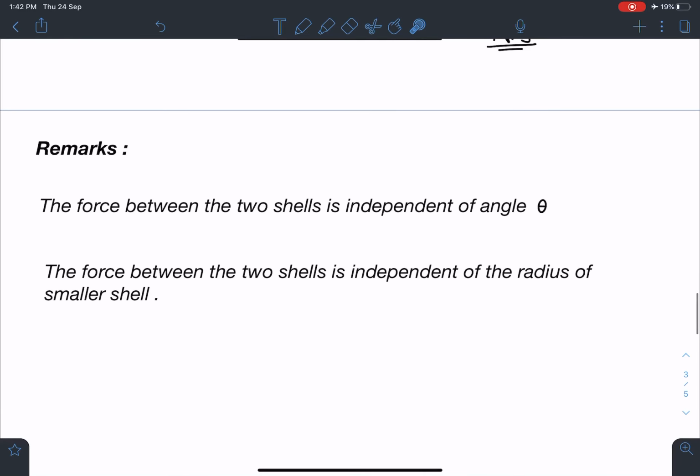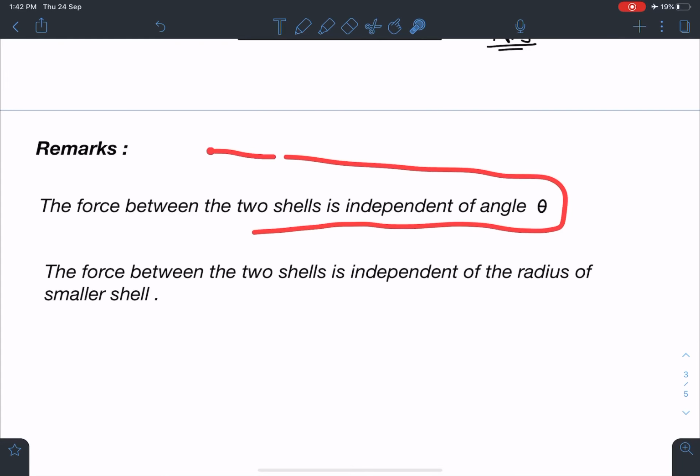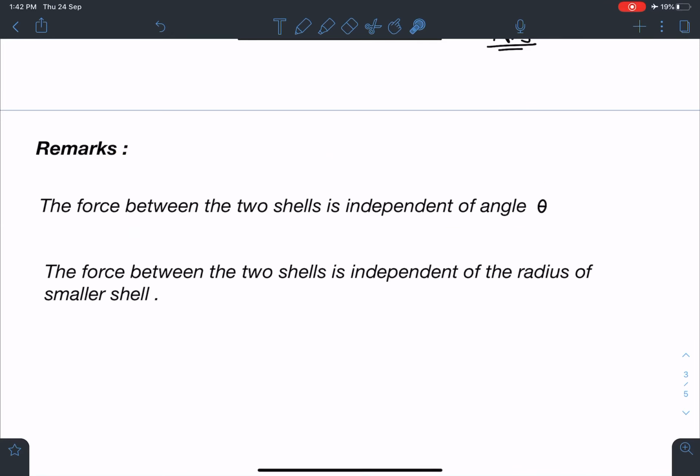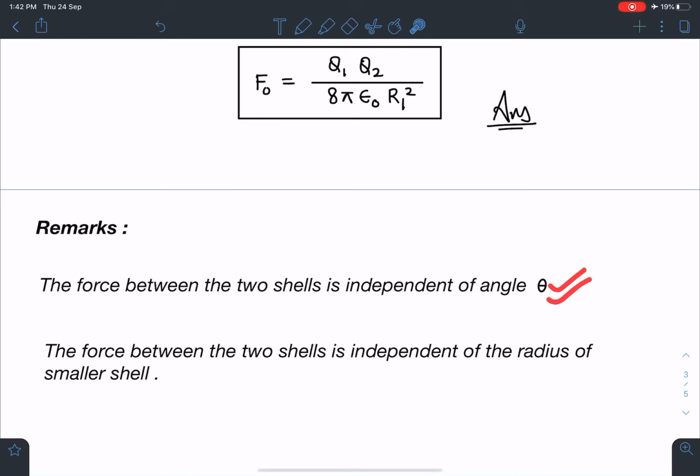Here the force between the two shells is independent of theta. Without using integration, we are able to comment on the force, and whatever force we are getting, we are finding it doesn't matter how much portion of the hemisphere is inside the bigger one. It is independent of angle theta.